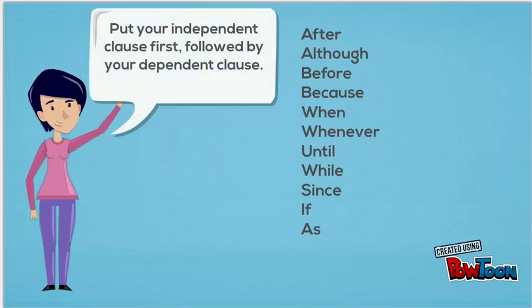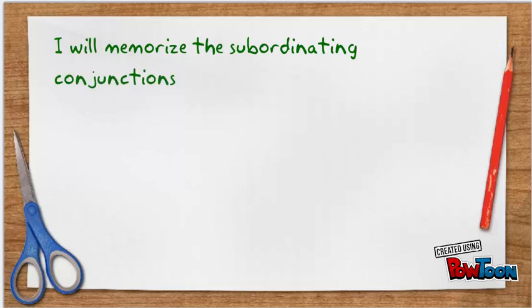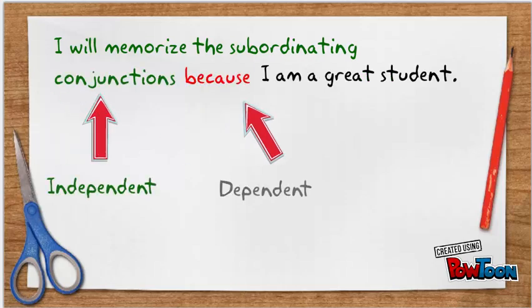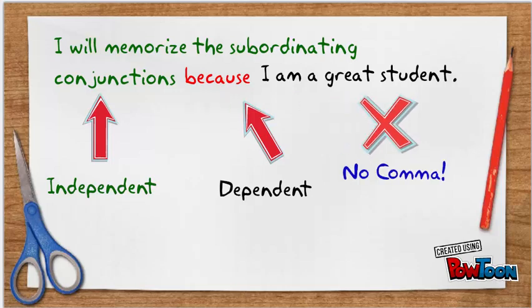Now switch your clauses around and put your independent clause first, followed by the dependent clause. I will memorize the subordinating conjunctions because I'm a great student. No pause is needed, so no comma.